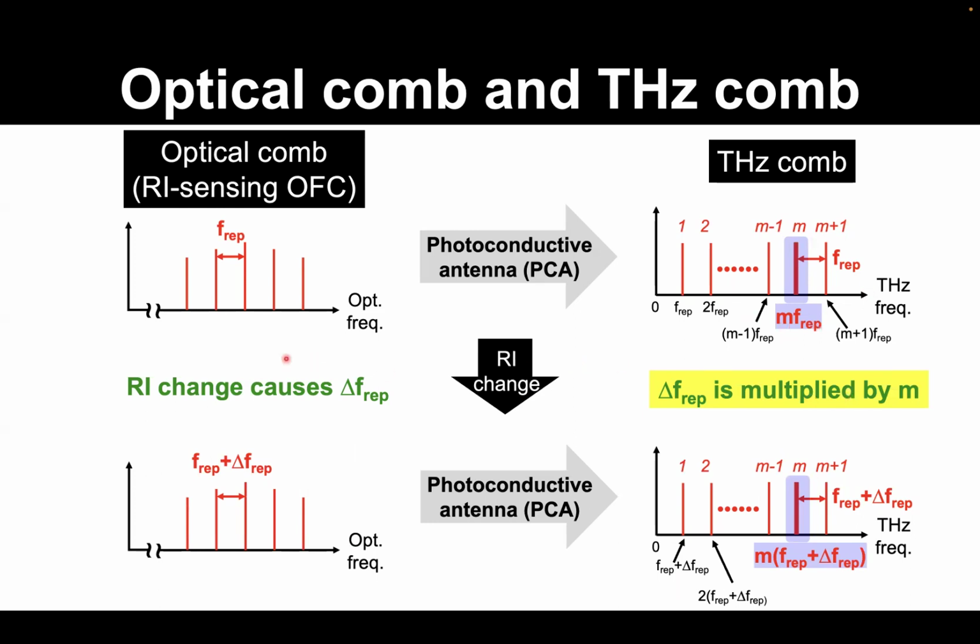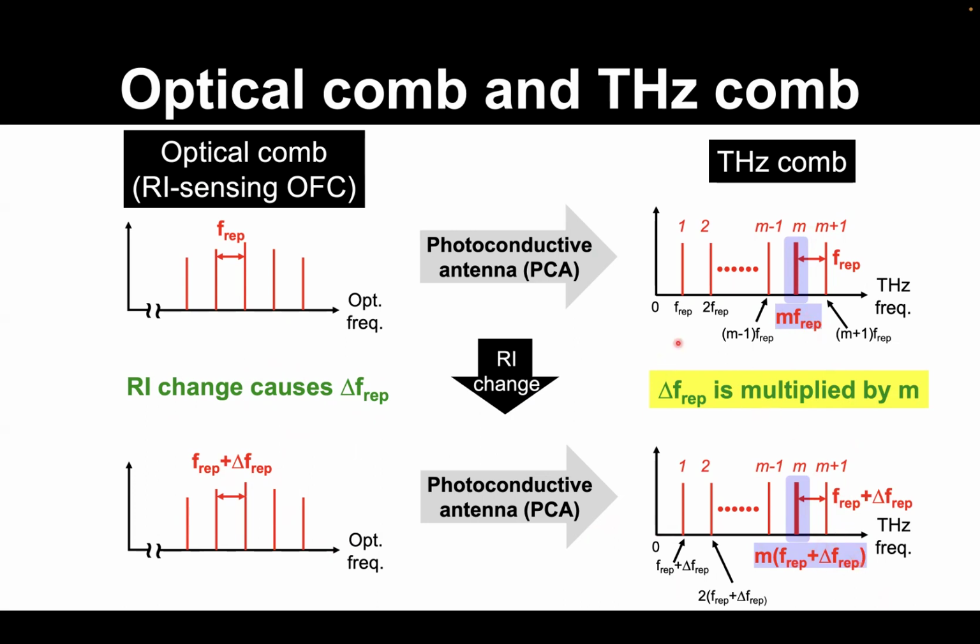Next, consider the case that an RI change causes a delta frep, so from frep to frep plus delta frep. The corresponding terahertz comb also changes from M frep to M frep plus M delta frep. From the frequency difference between them, we can obtain the M delta frep signal.